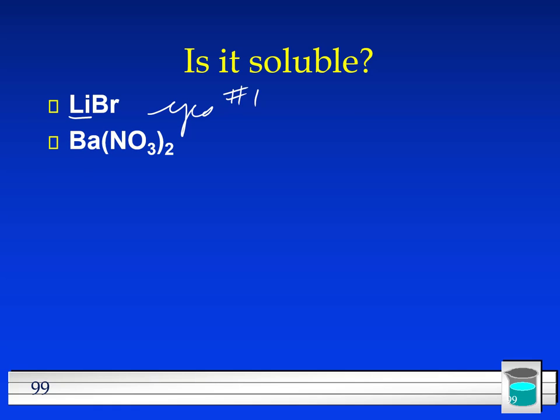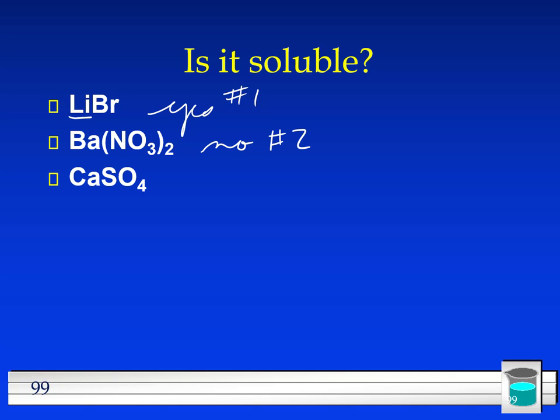Is Ba(NO3)2 soluble? Well, is Ba an alkali metal? No. So now I've got to look at the negative piece. Nitrate. Where's nitrate in our rules? The second rule, it said nitrates are soluble, right? So, because rule number 2 says nitrates are soluble, that will not make a solid. That'll dissolve in water for you.